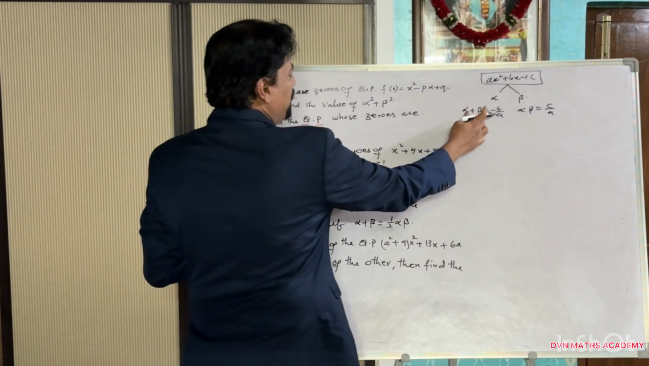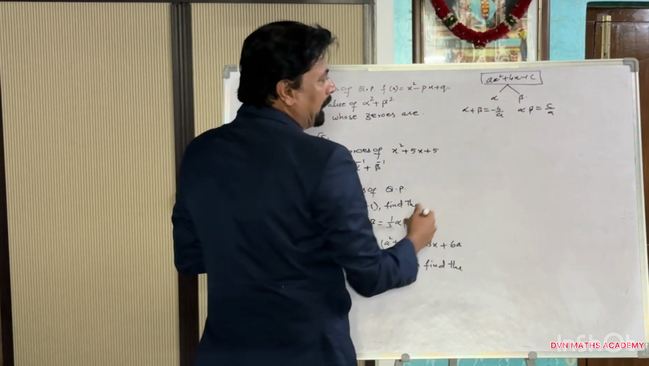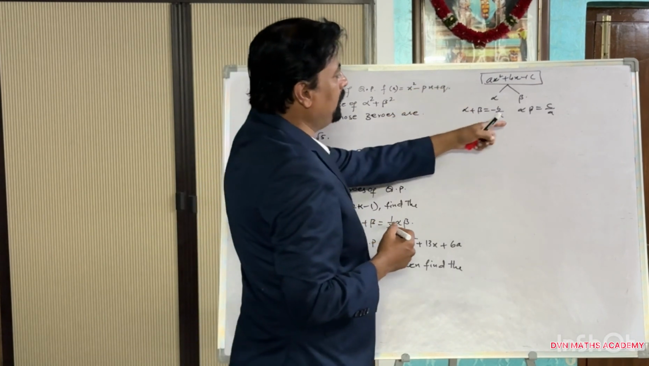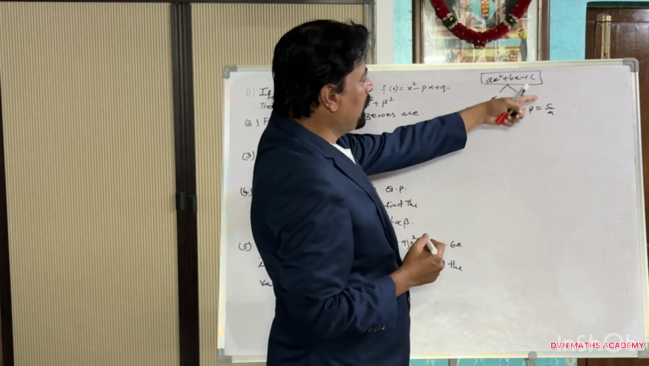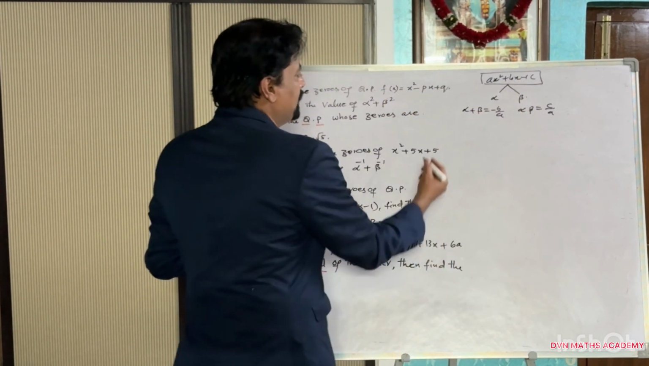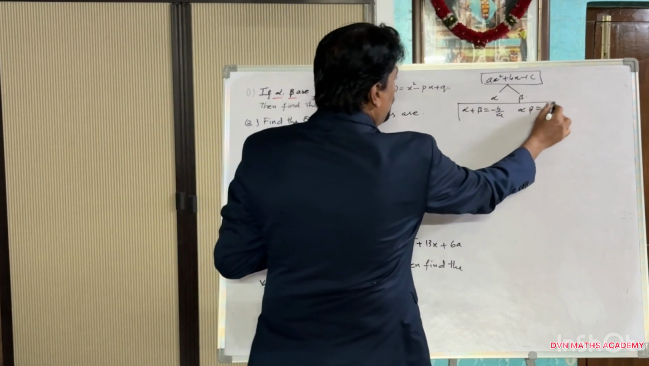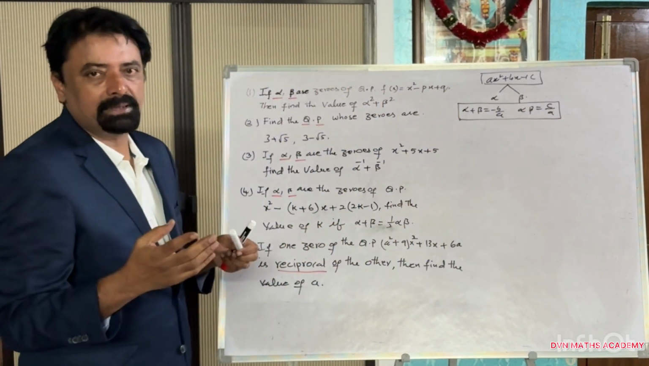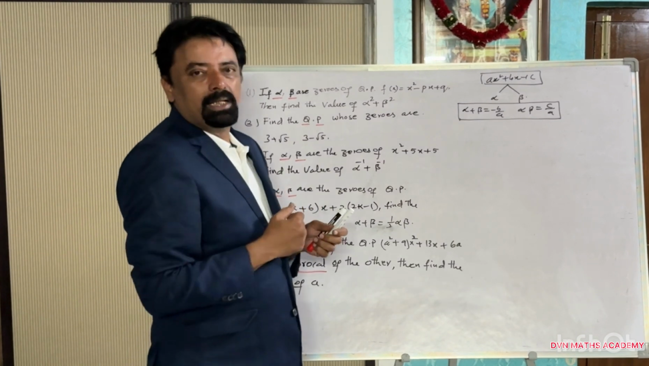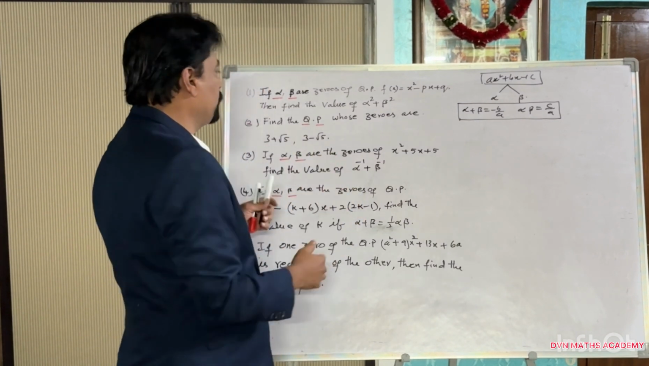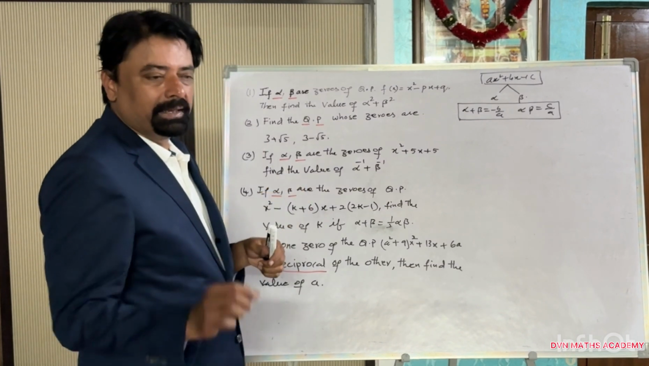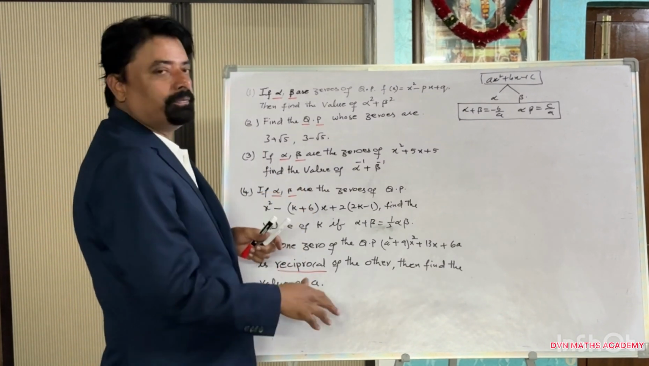I mean, alpha plus beta is always equal to the negative of the x coefficient divided by the x square coefficient, and the product of the roots is equal to the constant divided by the x square coefficient. This is the condition we know. On the basis of these two conditions, in the annual exam, they will ask different types of questions. This is one of the important pattern questions. Here I have taken 5 questions. If you solve these 5 questions, you will get some idea how to solve these types of questions.